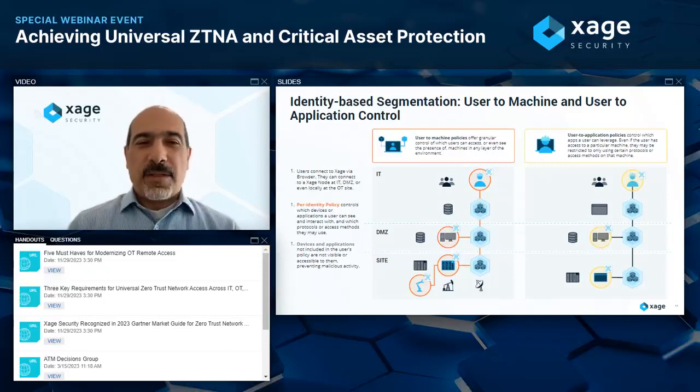I touched on this a bit as well. The concept of identity-based segmentation applies not just to user-to-machine and user-to-application control, but also to machine-to-machine control. In order to truly deliver zero trust, it's important to control not just the user to application or machine access, but also controlling machine to machine access within that environment.